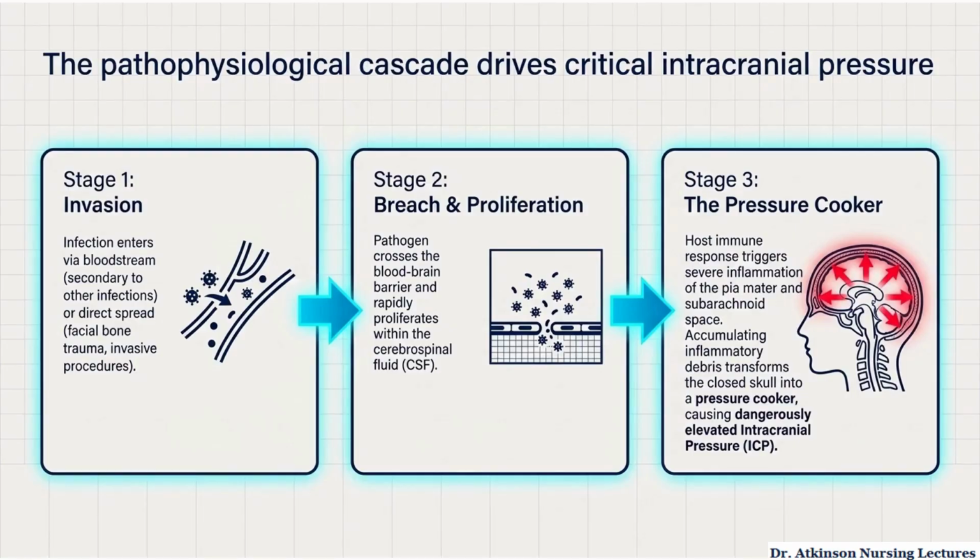Meningitis begins when organisms invade the bloodstream or directly enter through trauma or invasive procedures. The pathogen then crosses the blood-brain barrier and rapidly multiplies within the CSF. The major problem is the intense inflammatory response that follows. Because the skull is a closed space, swelling and inflammatory debris dramatically increase intracranial pressure, which can quickly lead to seizures, decreased cerebral perfusion, herniation, and death if not treated rapidly.